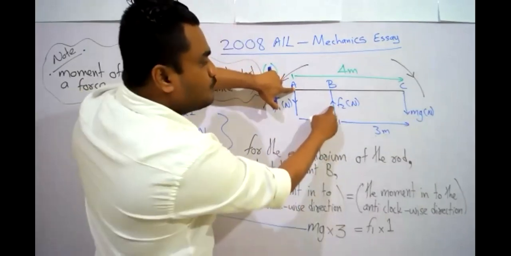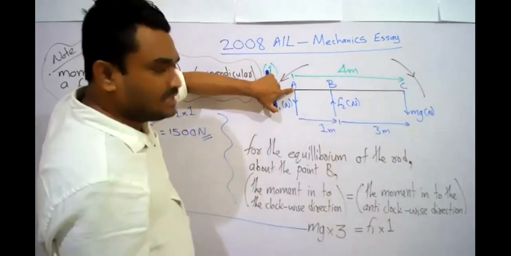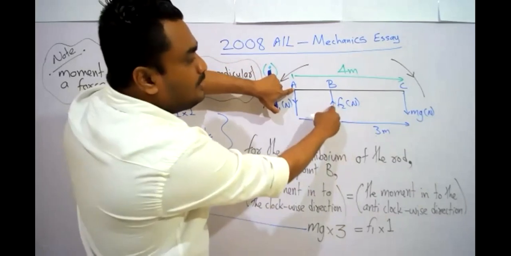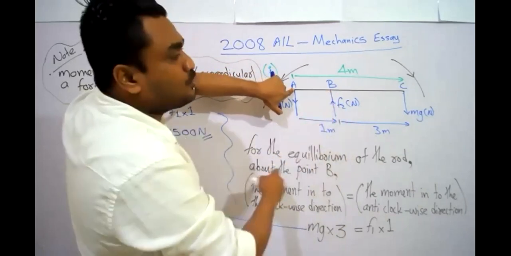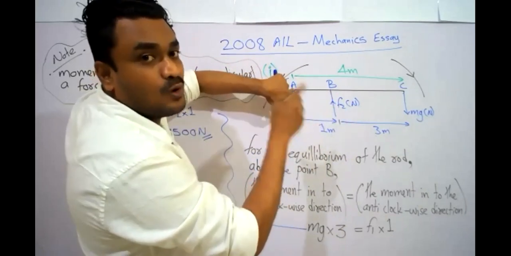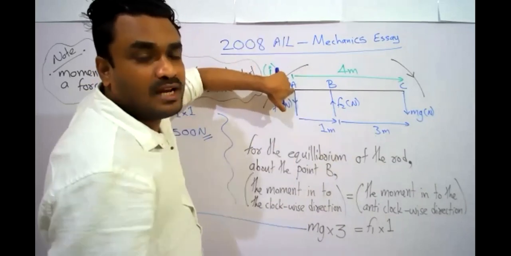What about F2 force? If you consider point A, what will F2 force do? Is it trying to rotate the rod in the clockwise direction or anti-clockwise direction? Somebody unmute the mic and tell me.